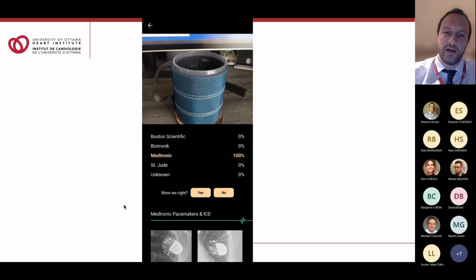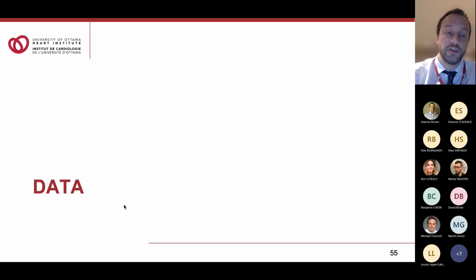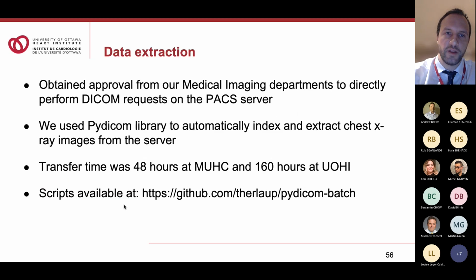So some of the questions we had: we wanted to evaluate if a neural network can detect a device automatically on a chest X-ray image. We wanted to see if a neural network could quantify the quality of the image to say if it was good enough to give a prediction. We wanted to study this type of classification model on a multi-institutional scale database of devices, and we wanted to see if neural networks could provide some insight into which devices are really identical under X-ray imaging.